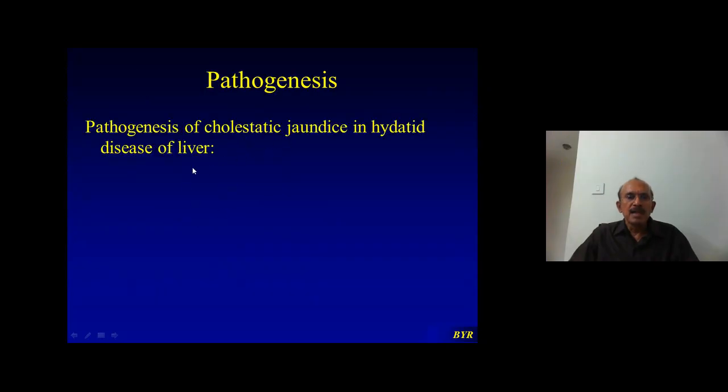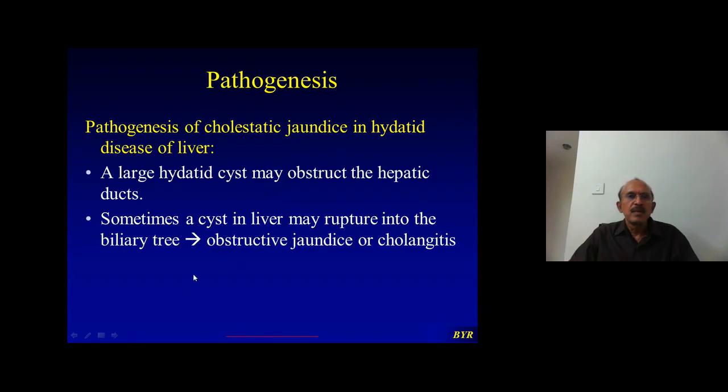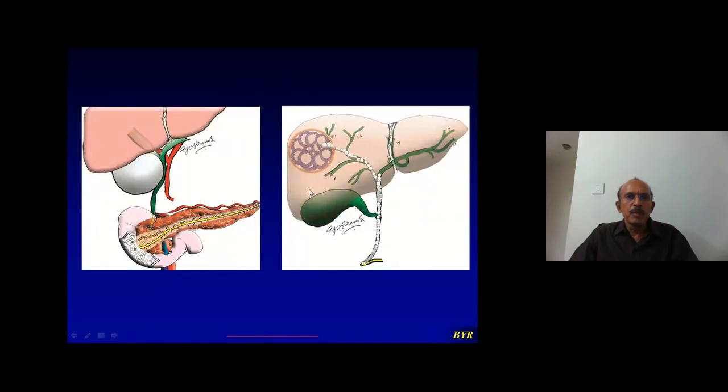Pathogenesis of cholestatic jaundice and hydatid disease of liver, we already discussed. A large hydatid cyst may obstruct the hepatic ducts. Sometimes a cyst in the liver may rupture into the biliary tree, producing obstructive jaundice or cholangitis. So there are two mechanisms. One is a large cyst may displace and distort the bile duct, producing obstructive jaundice. Sometimes a hydatid cyst in the liver may rupture into the bile ducts, liberating small daughter cysts into the bile duct, which pack the bile duct and cause obstruction.